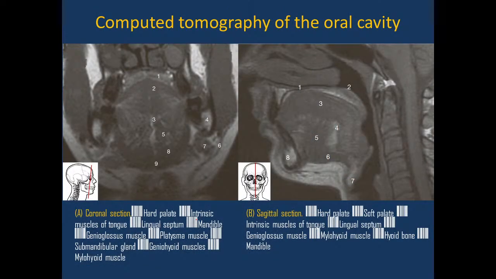Another picture is a computed tomography of the oral cavity. This is a CT scan in frontal and sagittal section. What do we see inside? Here in coronal section we see some problems with the picture. I don't know why. Here is no digital, only barcodes here. I don't know why, because on my computer everything is correct.